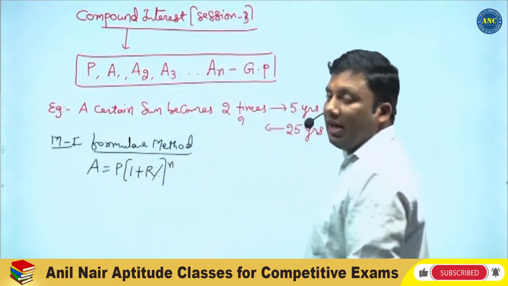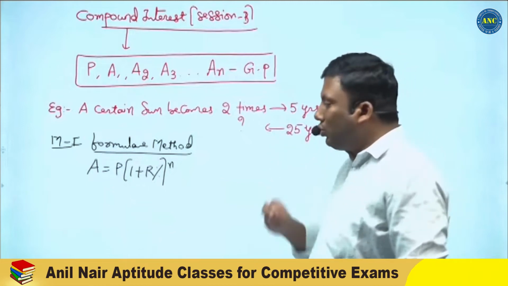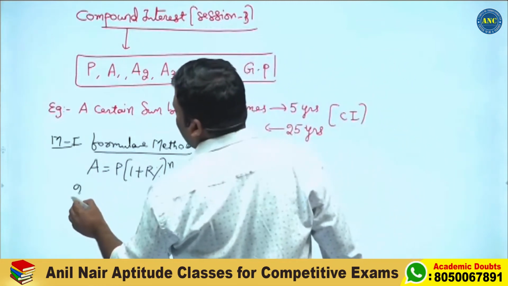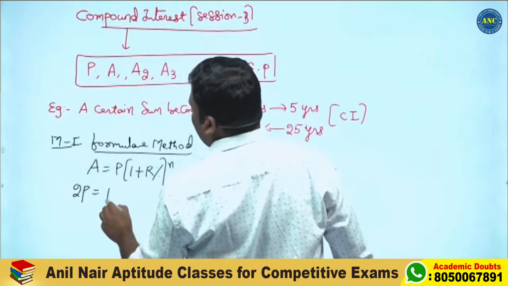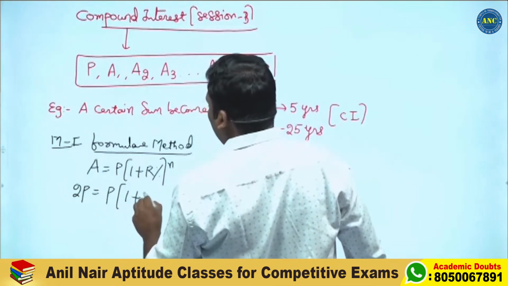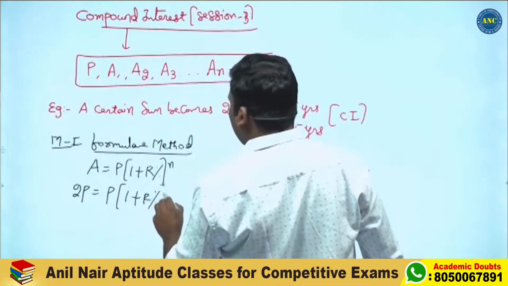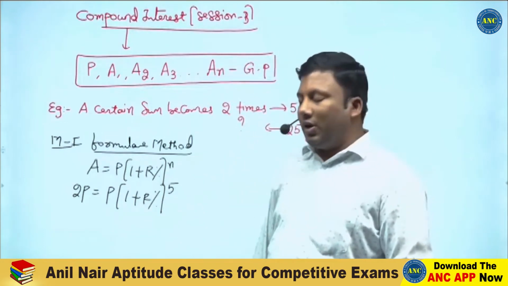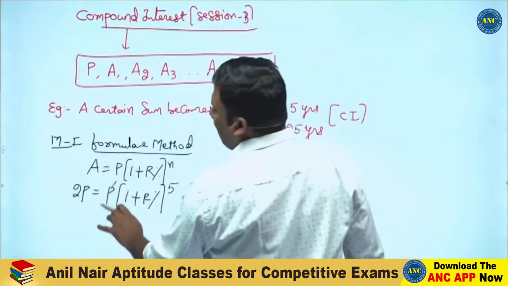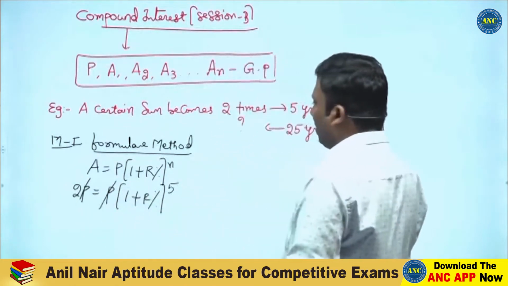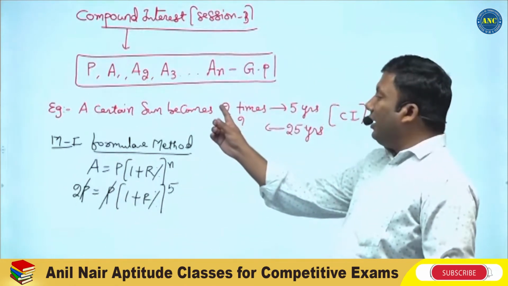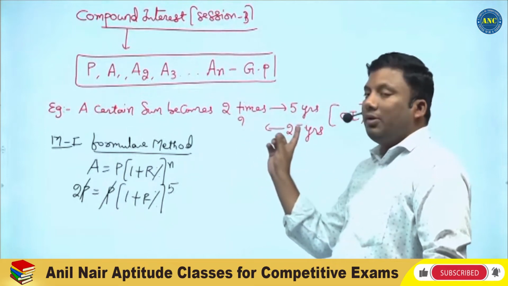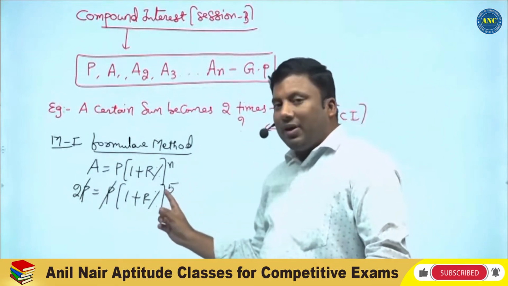What is the question? A certain sum is becoming two times. Amount is becoming two times. So 2P equals P into 1 plus R percentage power 5, since it is becoming two times in 5 years. P and P will get cancelled. Now, in how many times will it become in 25 years?